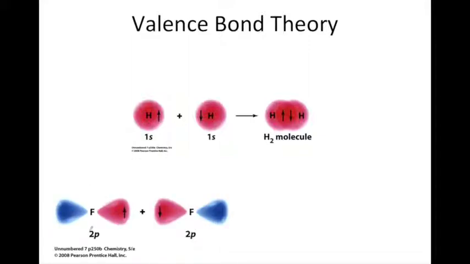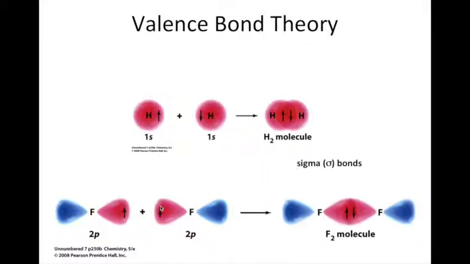Here we have two fluorine atoms. We're not showing all of the atomic orbitals, we're only showing the 2p atomic orbitals that have the unpaired electron for fluorine. So here we have our two atomic orbitals. Each of our atomic orbitals has an unpaired electron with opposite spins, and you can see that the atomic orbitals are in the same phase, indicated by the same red color. When these two atomic orbitals overlap, we form a covalent bond and therefore form a fluorine F2 molecule.